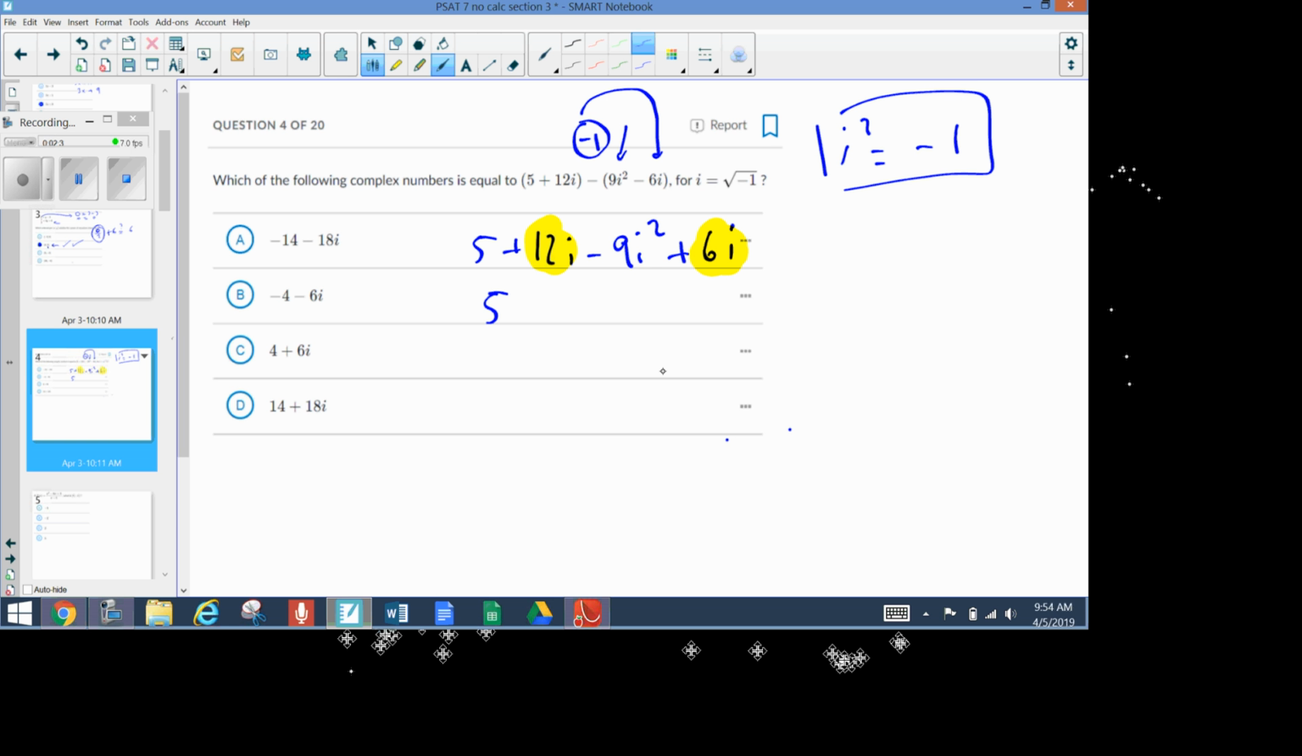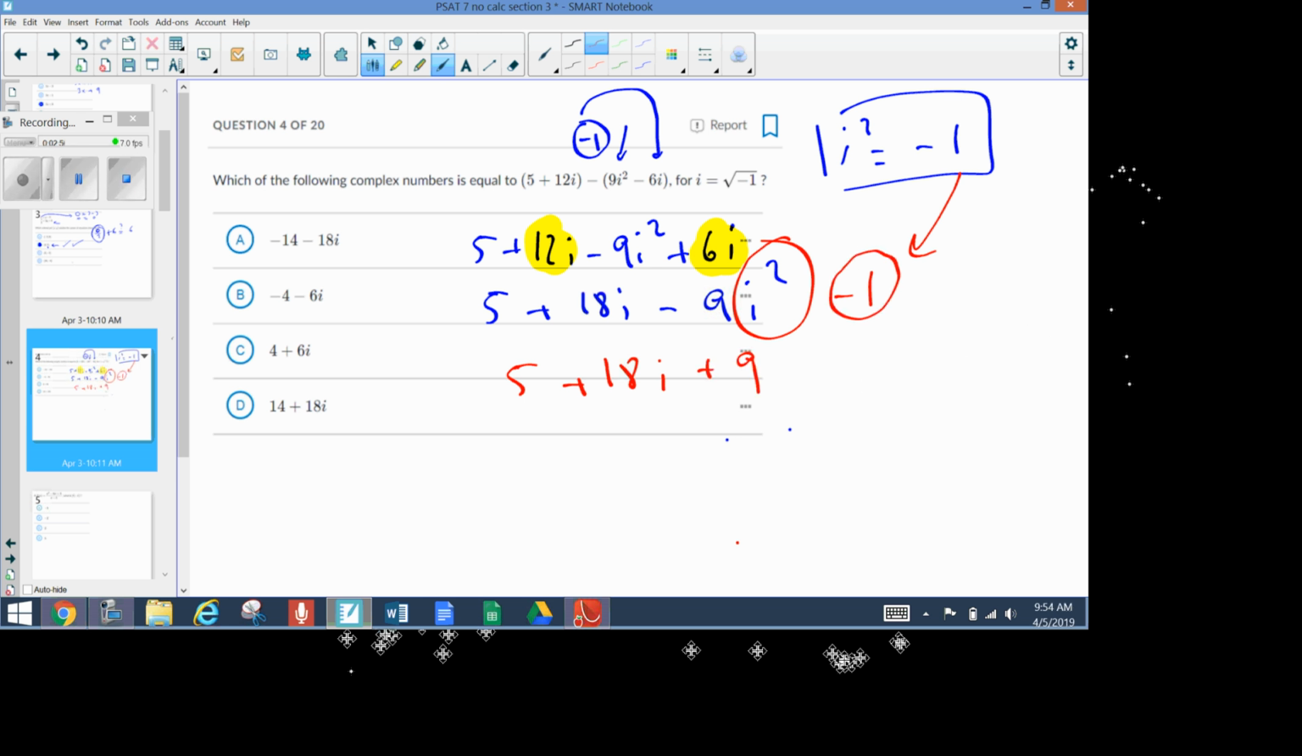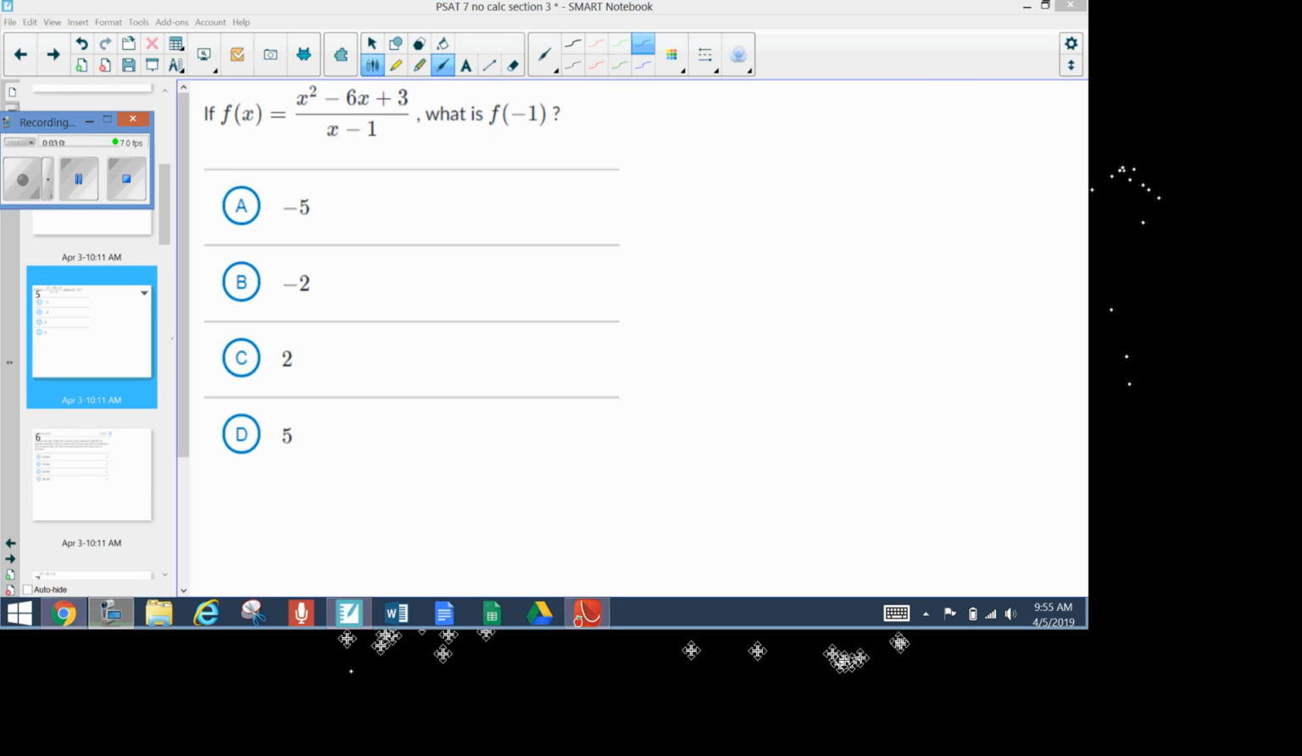5 plus 18i minus 9i squared. As you know, i squared is negative 1. That makes 5 plus 18i, negative 9 times negative 1 is equal to positive 9. We're going to add like terms again. When you add like terms, it's going to be 9 plus 5 is equal to 14 plus 18i. Any question on this?